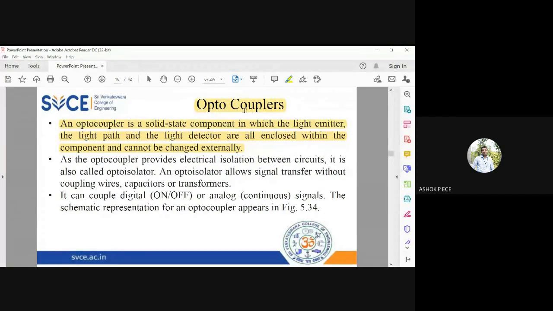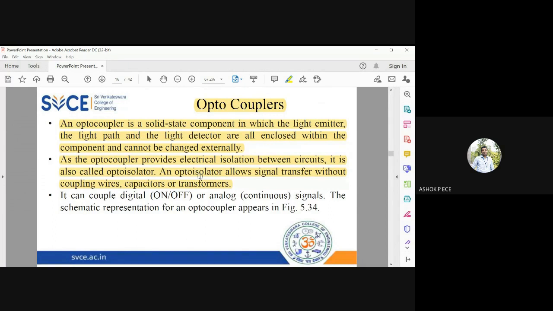Okay, so an optocoupler provides isolation between circuits, so it is called an opto-isolator. An opto-isolator also allows signal transfer without coupling wires, capacitors, or transformers. So it is going to isolate different portions of your circuit for safety. If you feel that different components of a circuit can interfere and cause damage, you can put an optocoupler between those different stages to prevent damage to each and every portion of the system.